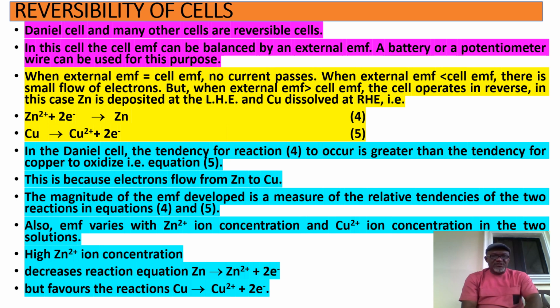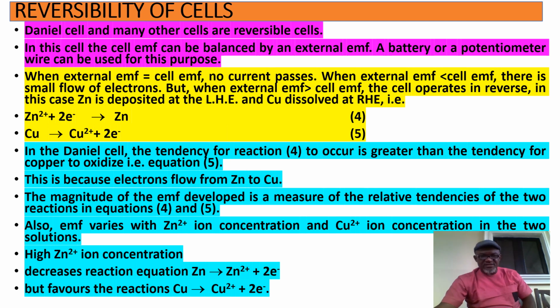In this slide, we're trying to look at reversibility of cells. So we can use the Daniell cell. Remember, the Daniell cell works by oxidizing zinc, releasing electrons which now go to the copper electrode and reduce the copper. So automatically what this means is that if we reverse the Daniell cell, for instance, we will now have equation 4 and equation 5. Look at it. Zinc ions will now be reduced and copper will now be oxidized.